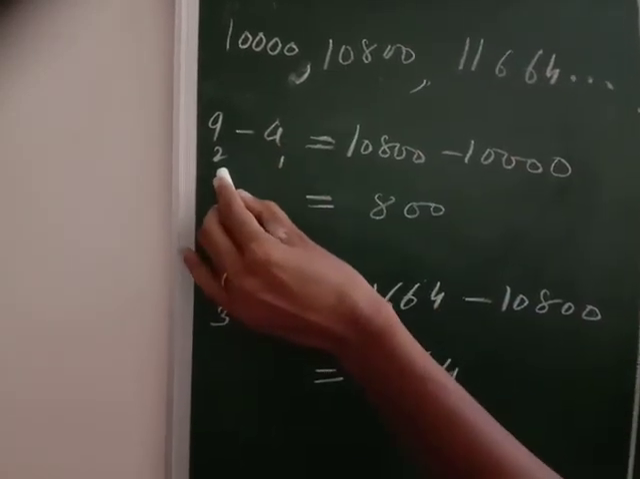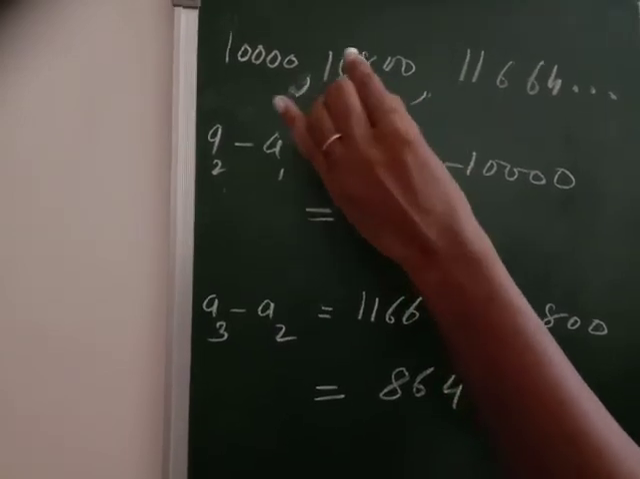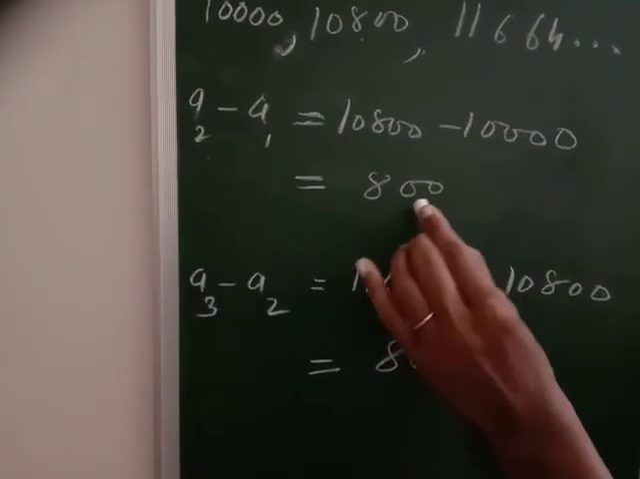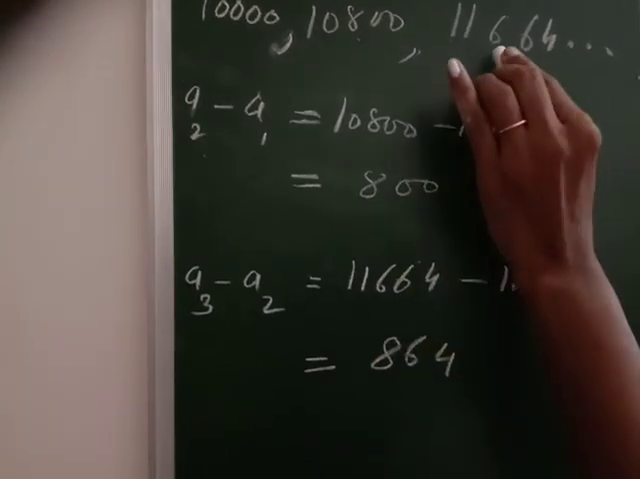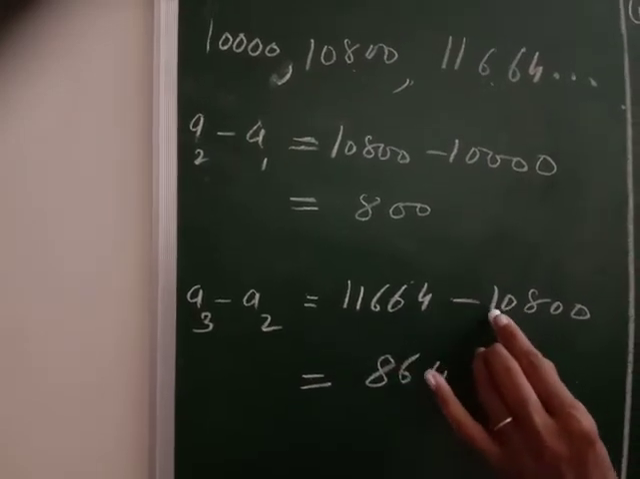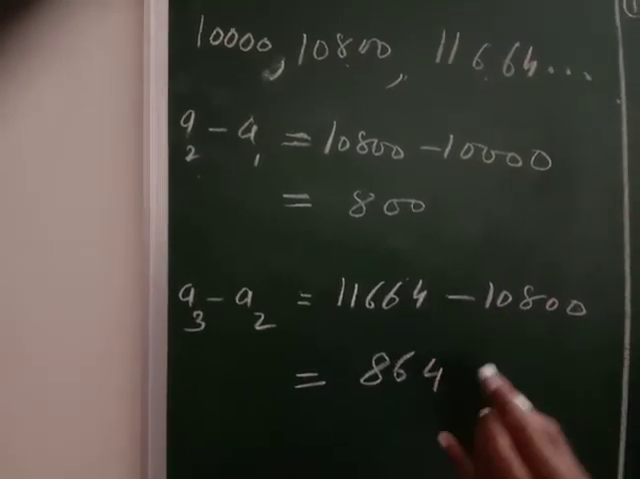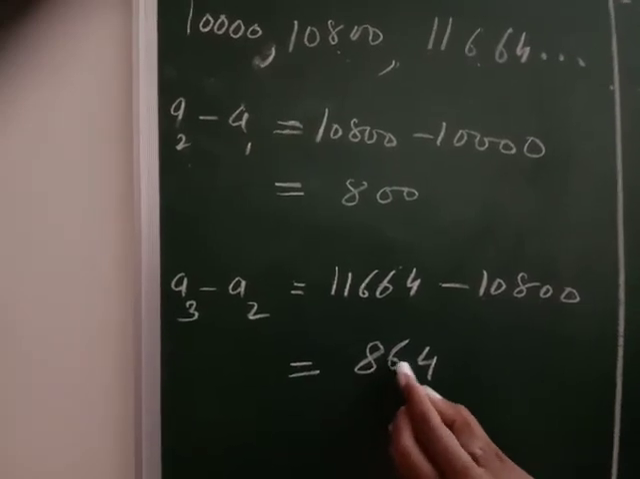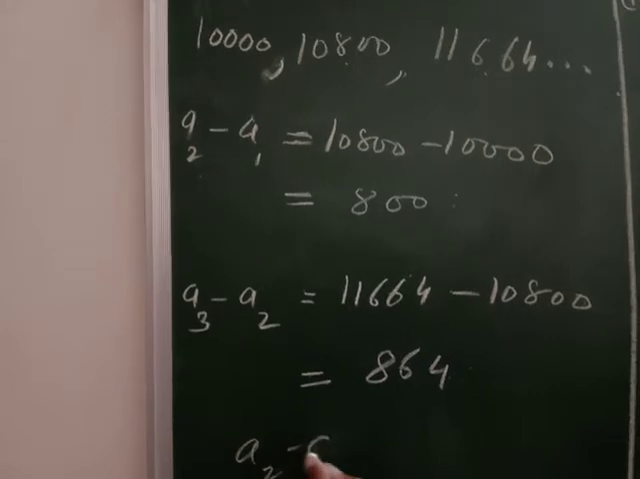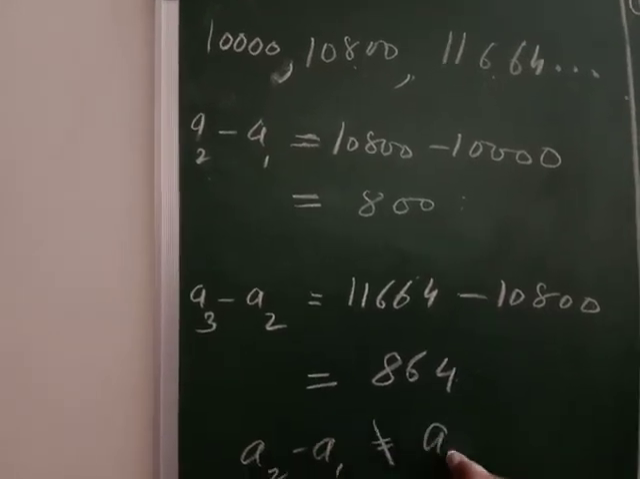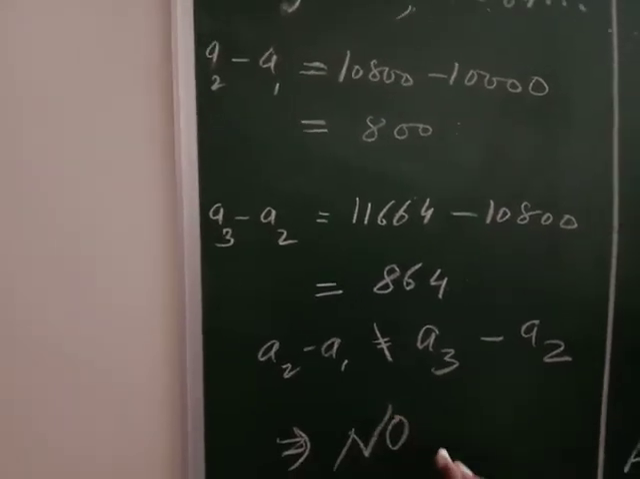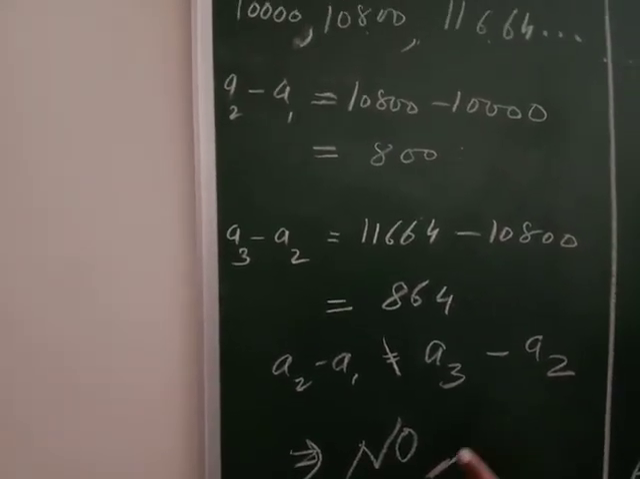So to check this, what we have to do? Second term minus first term, that is A2 minus A1. So I am getting 800. Again, A3 minus A2. So A3 is 11,664 minus 10,800. So when I subtract, I am getting 864. Are they equal? No. So A2 minus A1 is not equal to A3 minus A2. So my answer is no. It does not form an AP.